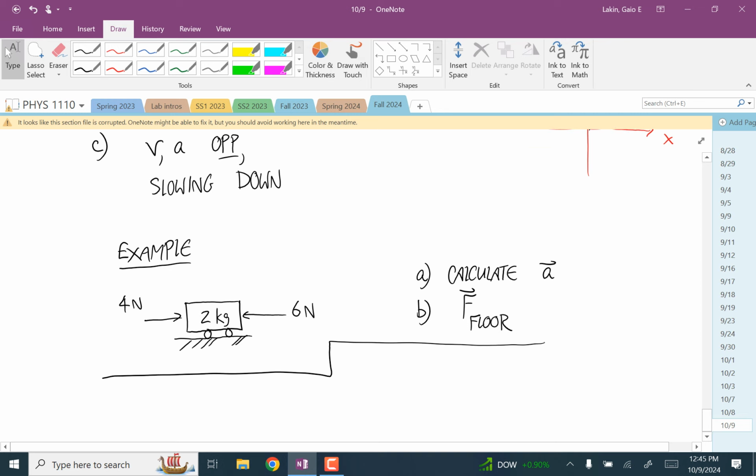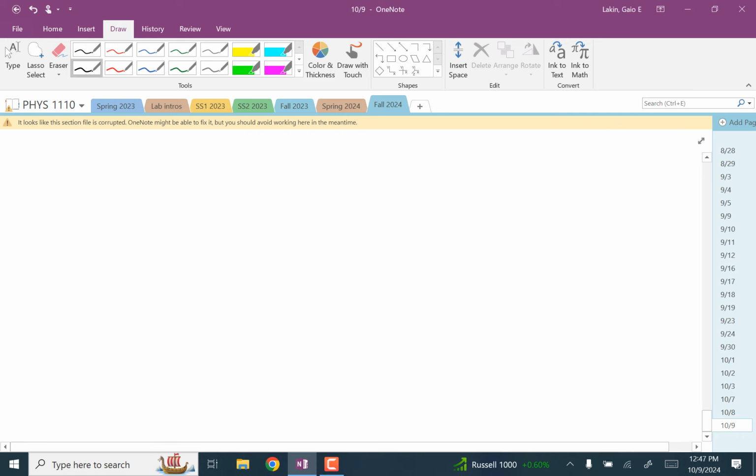The first step is drawing a free body diagram. So take a couple minutes and see if you can draw that free body diagram. Okay, so this should look like this.